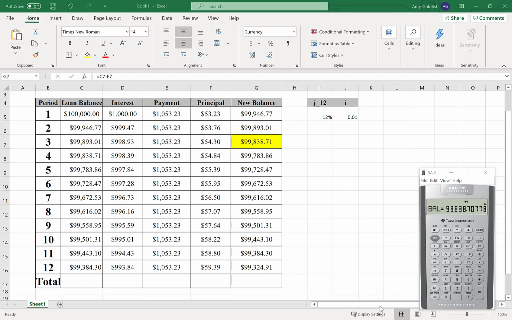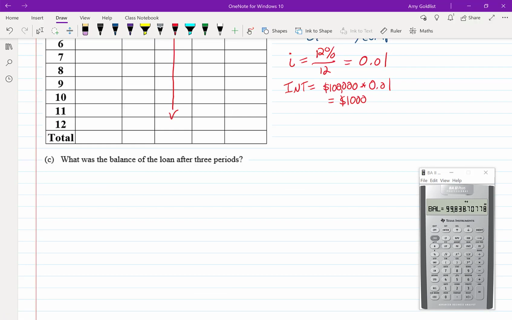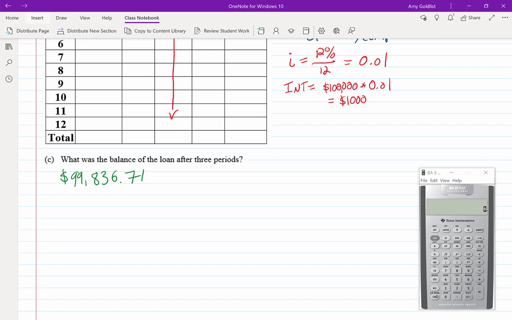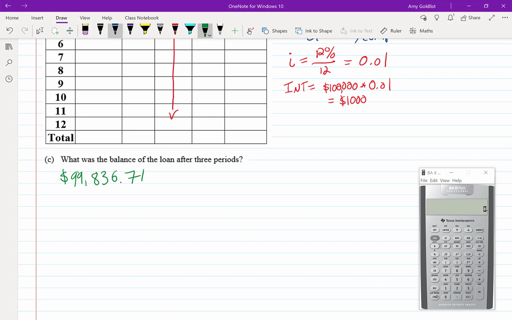So let's go back to our question and say that we have a balance of 99,838.71. Let's do another method. Here, what we're going to do is use the amortization schedule on the calculator. Above the present value is the amortization button.